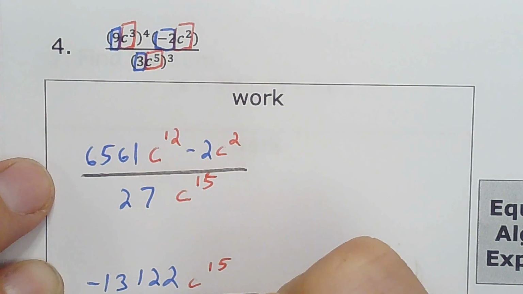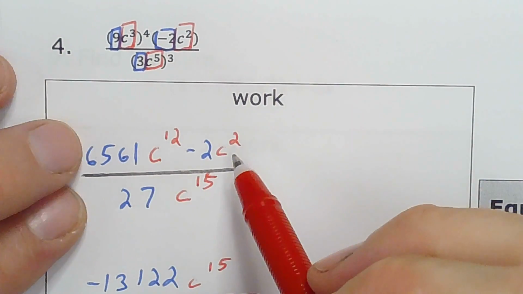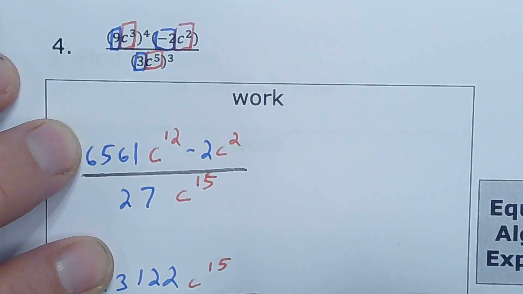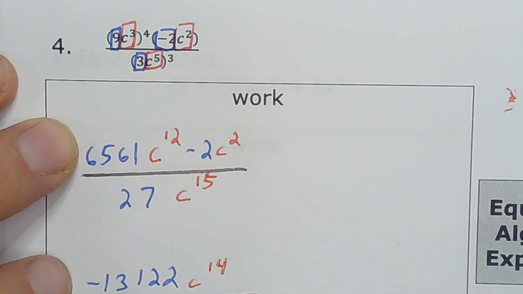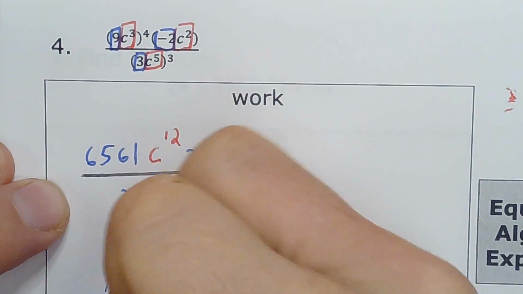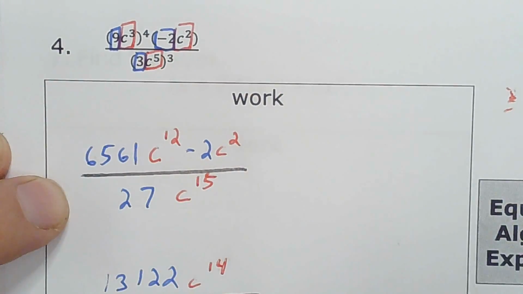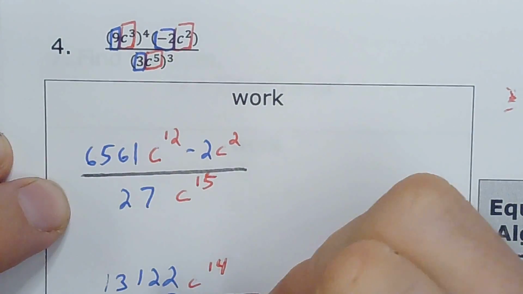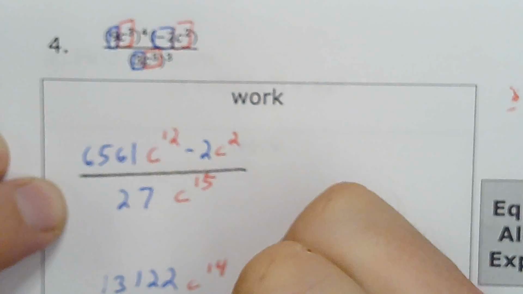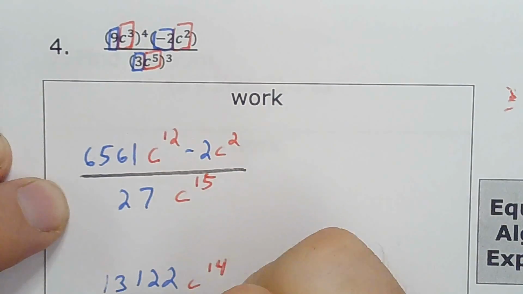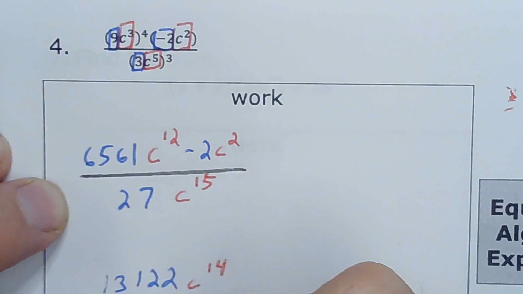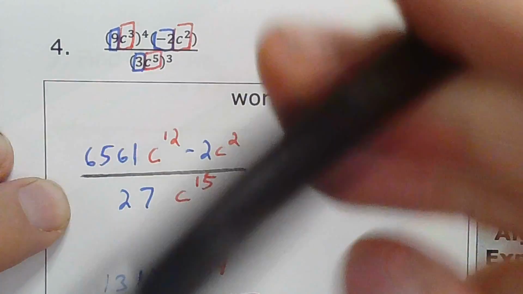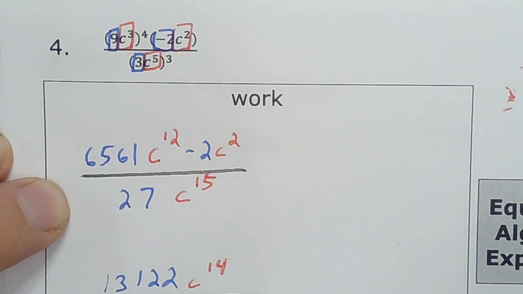C to the 12th. Oh, this is the 14th. Not 12th, the 14th. Okay, almost made an error there. Okay, this whole thing, because this is negative, we can just make this whole thing negative, over 27 C to the 15th. Okay, my brain got a little scrambled there.